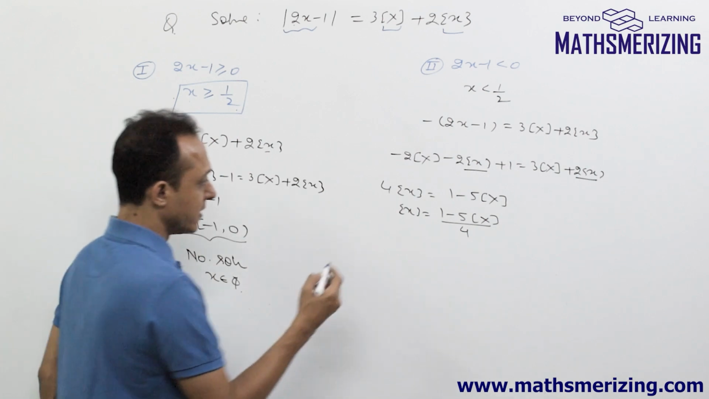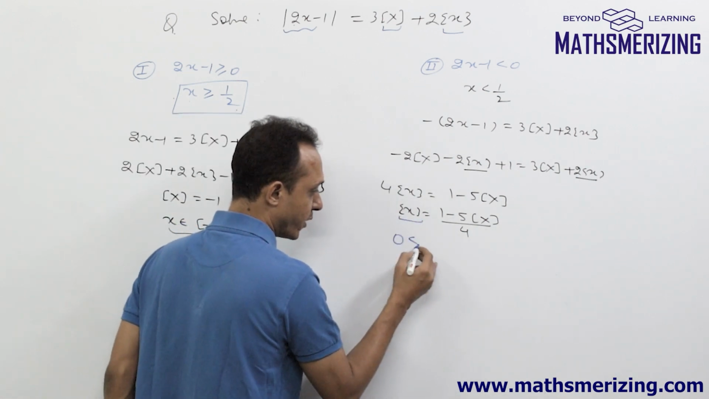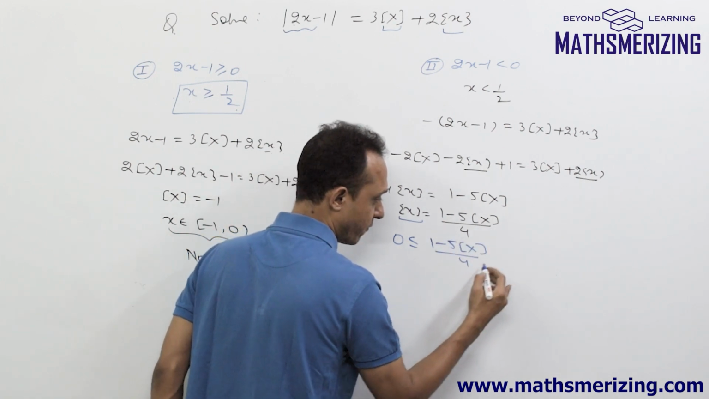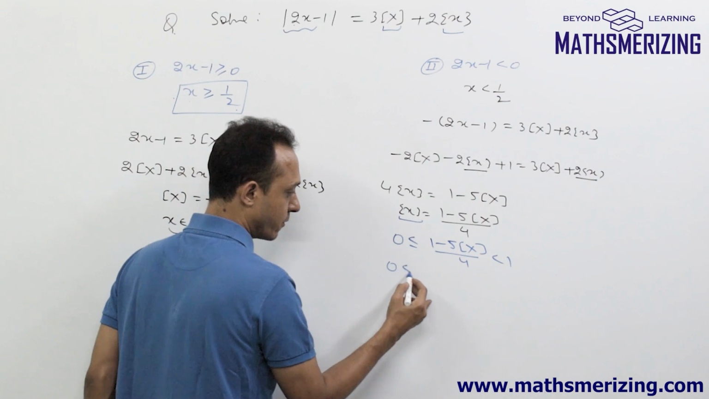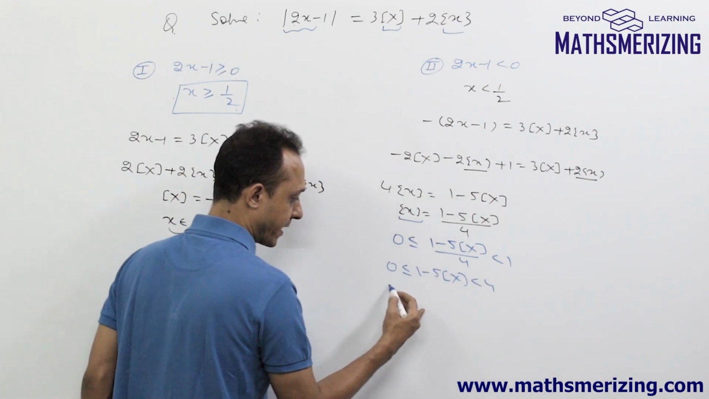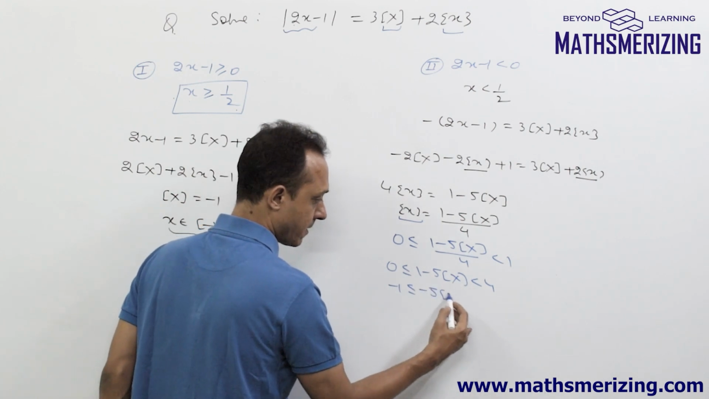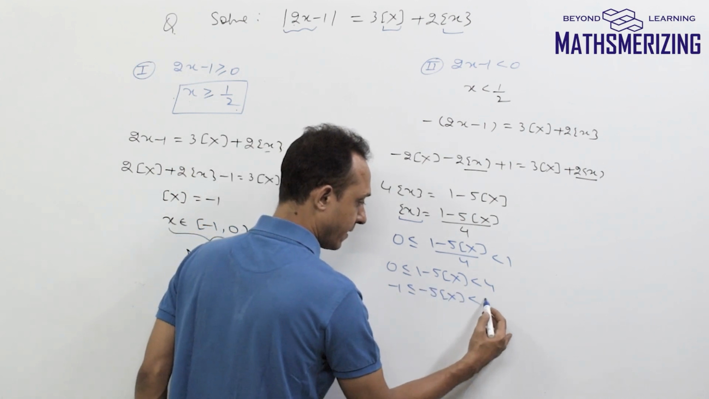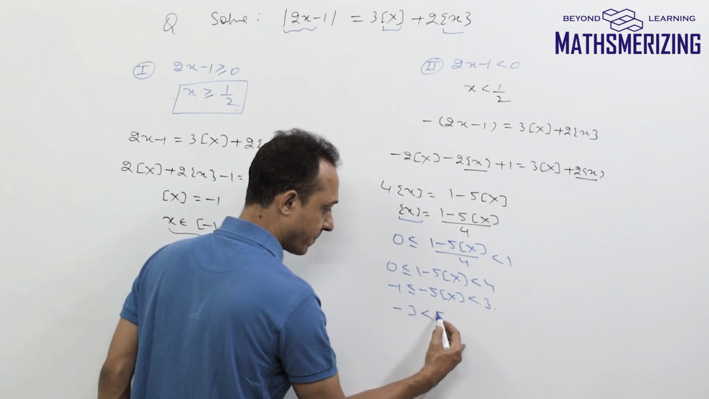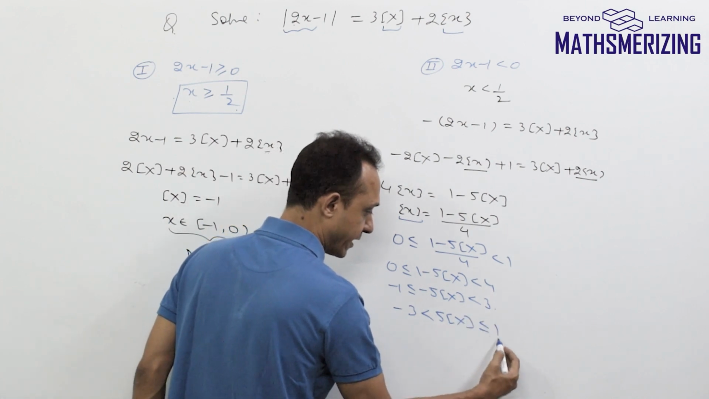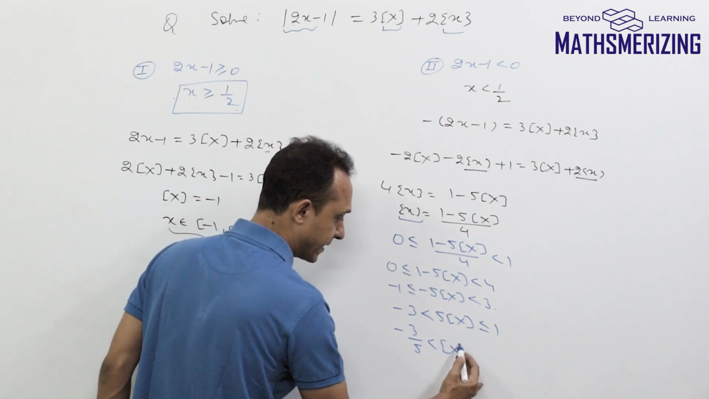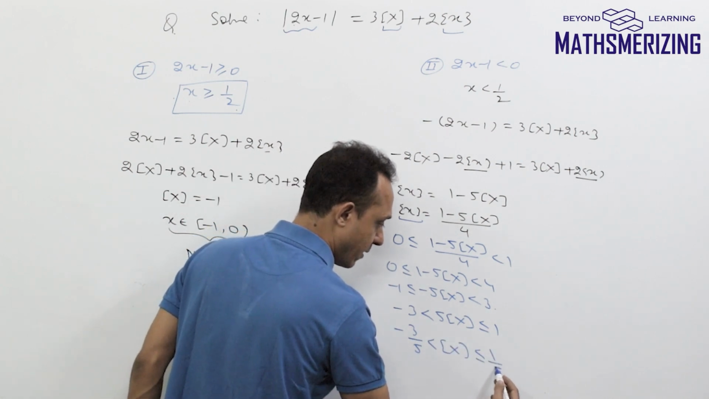Now again, we know this function is restricted, its value will lie between 0 and 1. So (1 - 5[x])/4 will lie between 0 and 1. So it will be 0 ≤ (1 - 5[x])/4 < 1. If I subtract 1 and multiply by -1, I'll get -3 < 5[x] ≤ 1. So -3/5 < [x] ≤ 1/5.